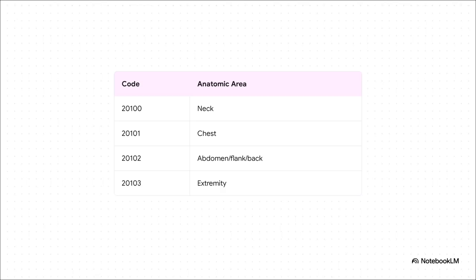So, since all those surgical steps are bundled together into one package, your only job as a coder is to pick the right code based purely on the anatomical location of the trauma. It's actually incredibly straightforward. 20100 is for the neck. 20101 is the chest. 20102 covers the abdomen, flank, or back. And 20103 is for an extremity, like an arm or a leg. You just follow the anatomy. Keep in mind, though, the guidelines do state that if a major structure or blood vessel requires a full laparotomy or thoracotomy to repair, you'd use those specific codes instead.